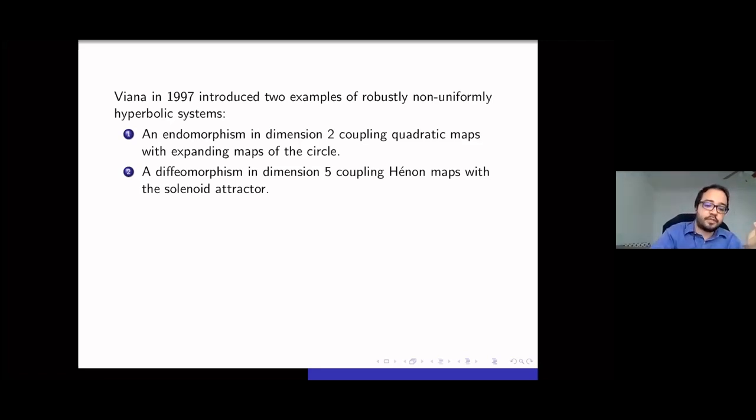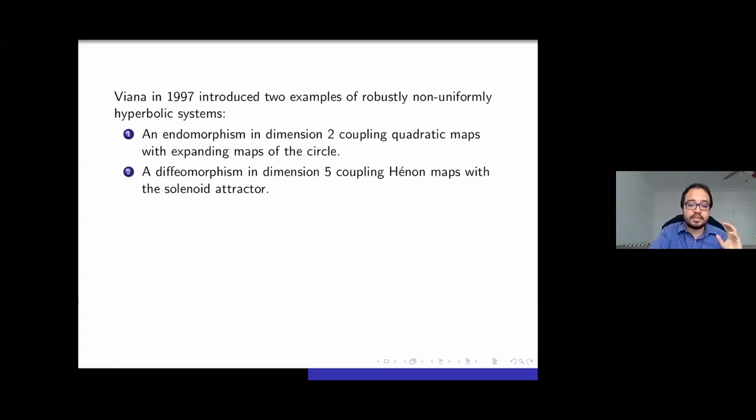This is the idea of what happens in these Viana maps, which was introduced by Marcelo in 1997. And in his paper, he introduced two types of examples. The first one is an endomorphism in dimension 2, where the idea is that you couple quadratic maps with some expanding map on the circle. A second type of example in his paper is a diffeomorphism in dimension 5, where you couple Hénon maps.